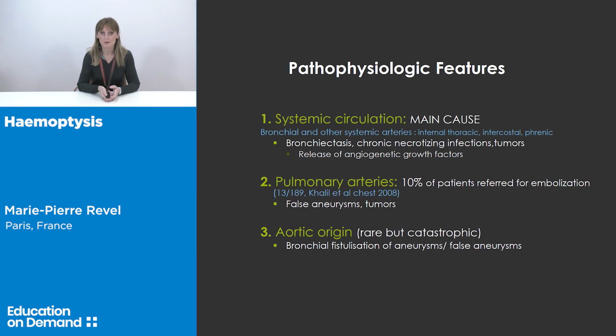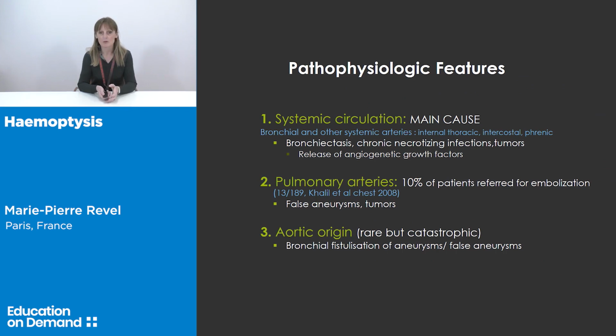Regarding the pathophysiological features, the systemic circulation is involved in the vast majority of cases. It's a bleeding due to bronchial arteries, but also with a potential participation from other systemic arteries like the internal thoracic artery, the intercostal, or the phrenic arteries. And this is the case in patients with bronchiectasis, with chronic necrotizing infections, and with tumors, which release angiogenetic growth factors. But in addition to this predominant cause, the pulmonary arteries are sometimes involved.